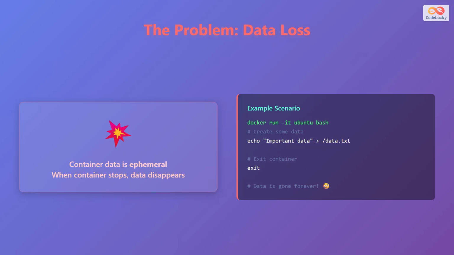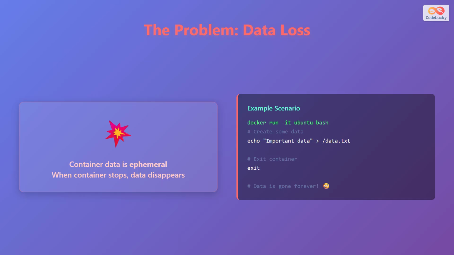One of the key challenges when working with Docker containers is the ephemeral nature of data. When a container stops or is removed, any data stored within the container's file system is lost. This can be problematic when you need to persist data across container restarts or share data between different containers.